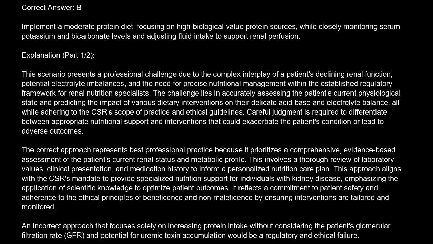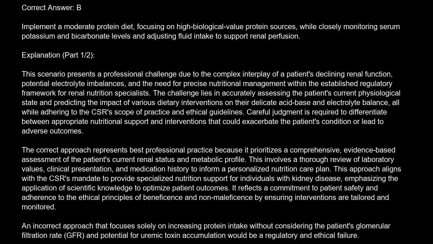Careful judgment is required to differentiate between appropriate nutritional support and interventions that could exacerbate the patient's condition or lead to adverse outcomes. The correct approach represents best professional practice because it prioritizes a comprehensive, evidence-based assessment of the patient's current renal status and metabolic profile. This involves a thorough review of laboratory values, clinical presentation, and medication history to inform a personalized nutrition care plan.